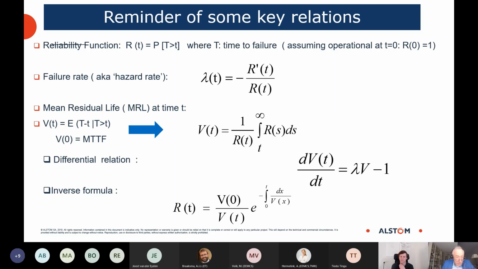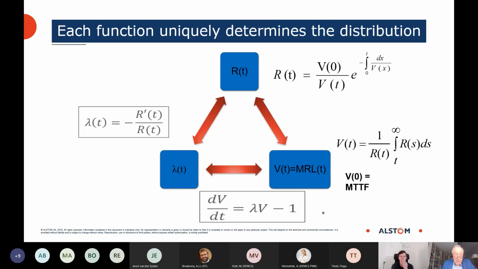So, in fact, once you know one of these three functions, you know the other two. If you know the reliability function, you have the failure rate and the MRL. If you know the failure rate, you have the reliability function and the MRL. If you know the MRL, you have the reliability function and the failure rate. So these are, of course, classical. But sometimes this relation is not always well known, or it's kind of forgotten, and we'll be using it. So this is why I was reminding it.